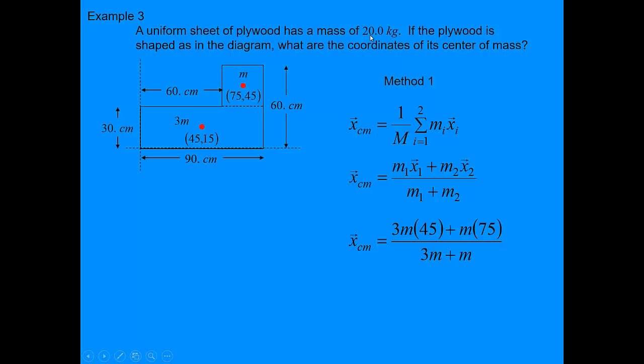If this was a 100 kilogram uniform sheet of plywood, the center of masses of these 2 pieces would be in the same place. This would still be m of mass. This would still be 3 times the mass, right? So it all just kind of factors through.